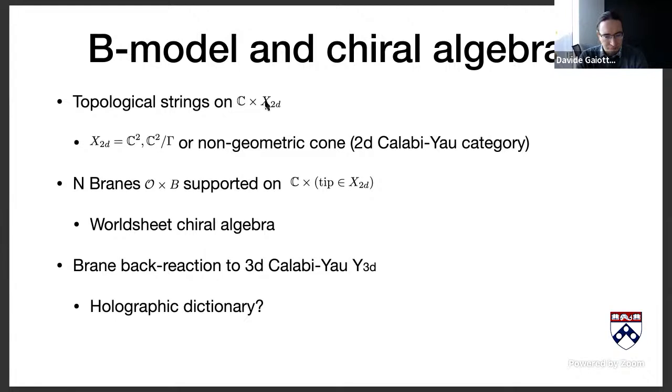And the open-closed duality statement is that this chiral algebra will be holographically dual to some calculations done in a back-reacted Calabi-Yau geometry, where we take this C times X and modify it to something else, some Y, and calculations are matched by some very specific holographic dictionary.